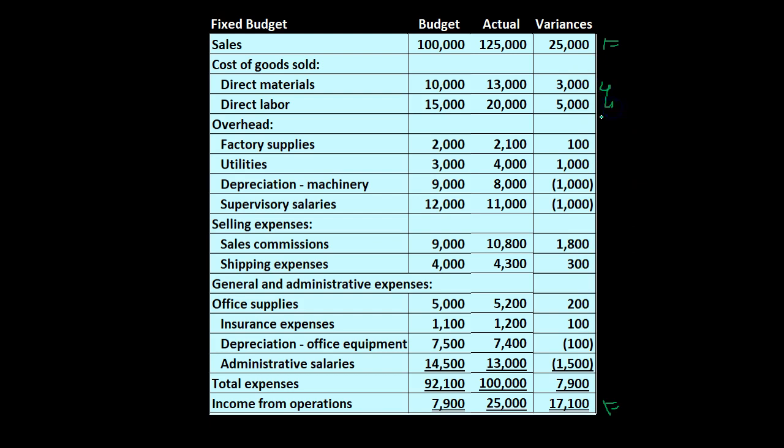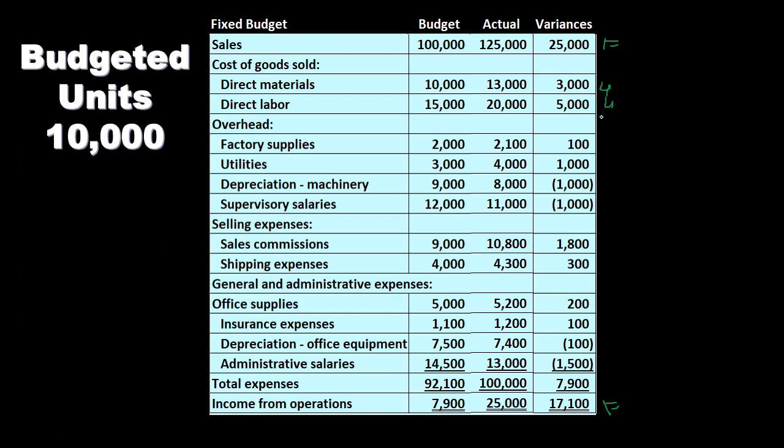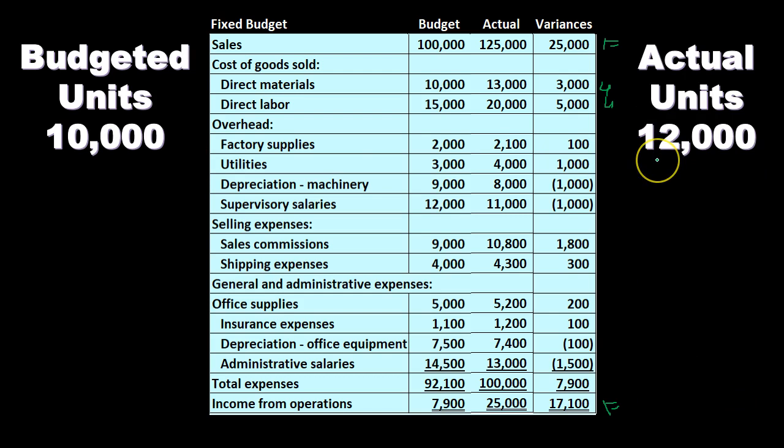And that is what we would expect if we had a situation where the budget was based on a lower number of units, 10,000 in this case, versus the actual number that was actually produced, 12,000. And that means that although we have a favorable difference in terms of sales and net income and an unfavorable difference in terms of the expenses, that is what we would expect given the fact that we had the higher production level, which is in essence a good thing.